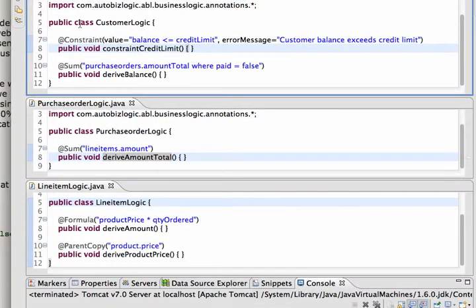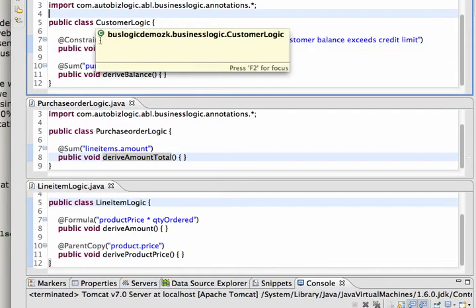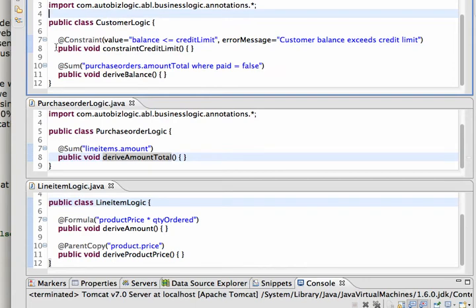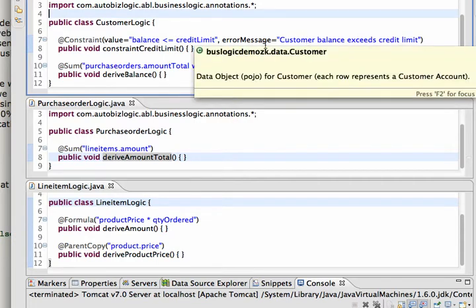So what is this? This is the business logic class we just mentioned. These annotations identify logic methods. In this case, the type of method is a constraint. The condition of the constraint is this, and this is the message that we saw in the dialog box.